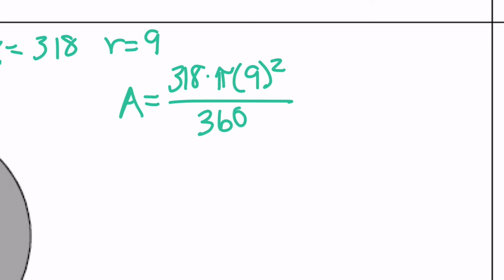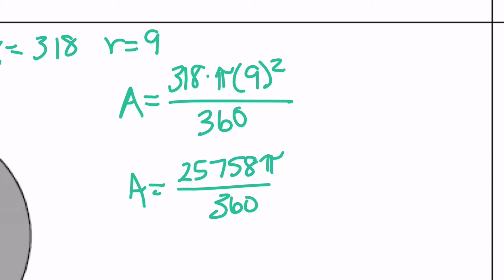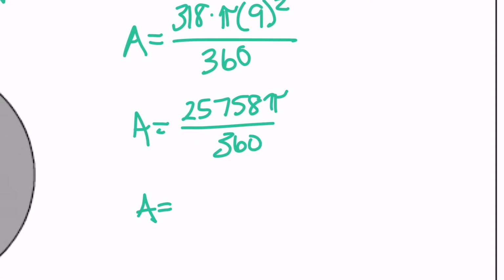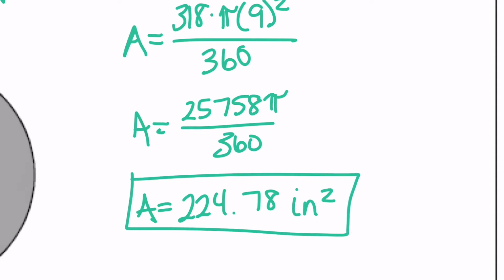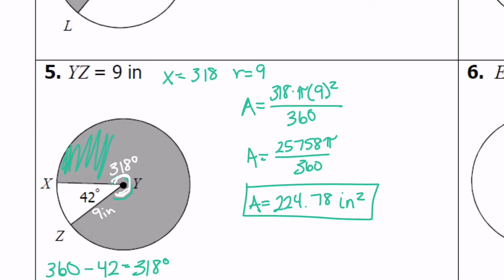I need to plug that into my calculator. I end up with A equals 25,758 pi over 360, which equals 224.78 inches squared, because my units are inches. So there's my area of this gray sector here, all of that. That's what we're doing here. That's what you're doing on 1 through 7. No, 1 through, let me see here.